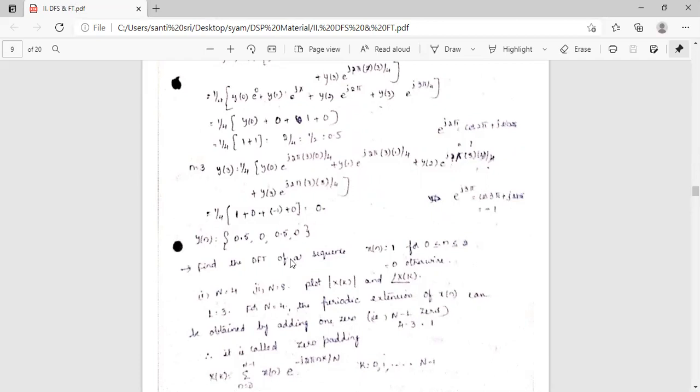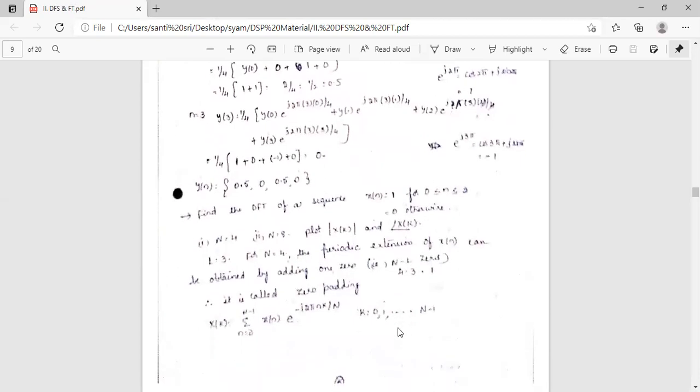Like here also, x of n is given as 1 for 0 less than or equal to n less than or equal to L minus 1, and otherwise 0. Here two parts are given: N equal to 4 and N equal to 8. Plot the magnitude plot and phase plot, or amplitude plot and phase plot. So L equal to 3. For N equal to 4, the periodic extension of x of n can be obtained by adding N minus L zeros, that is 4 minus 3, which is 1. This is called zero padding.